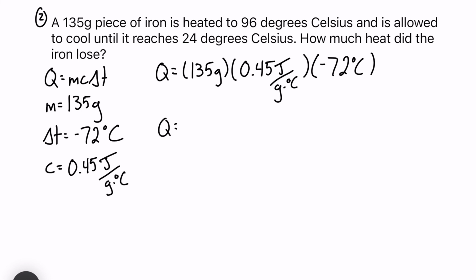Make sure when you're doing these questions, pay attention to positives and negatives. They will greatly impact what you get as an answer. So if you type that into your calculator correctly, what you should get as a Q value is negative 4,374 joules. And let's take a quick look at significant figures.